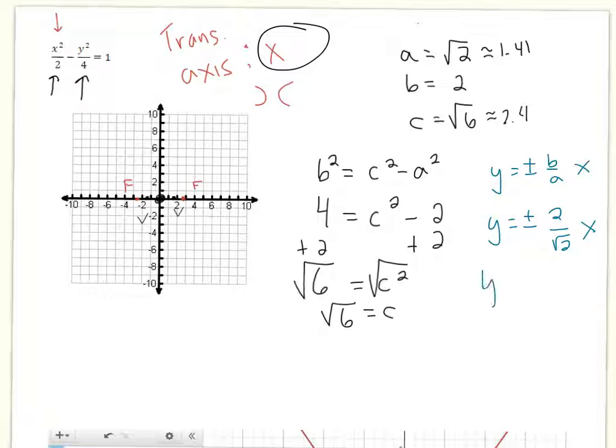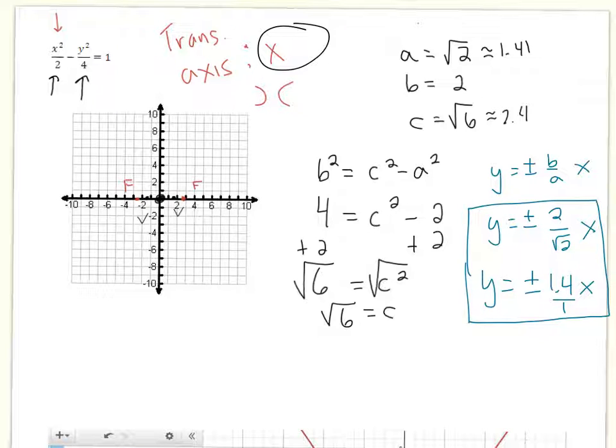So just to make it a little easier on myself, I'm going to put 2 divided by the square root of 2 in my calculator, and that is going to give me 1.4x-ish. So I can think of this slope as 1.4 over 1. So those are my asymptotes, either one. If I go up 1.4 and over 1, I have something that looks like this. So I have an asymptote that looks like this. If I go down 1.41 and over 1, I have an asymptote that looks something like this.